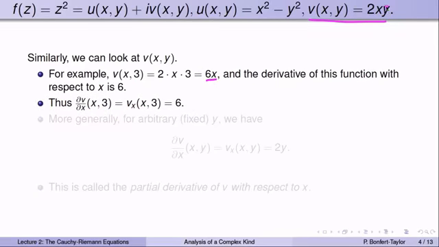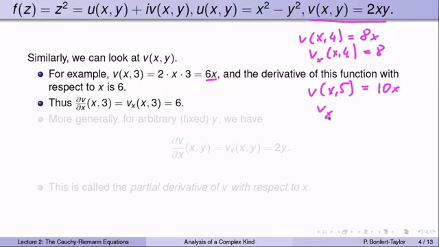More generally, if I have a different value for y, for example, y equals 4, then v of x and 4 would be 2 times x times 4, so that would be 8x. And so the derivative v_x of x and 4 would be 8. If I have yet another value, let's try v of x and 5. V of x and 5 is 10x, so that derivative would be 10. So the derivative seems to depend on y. Even though we're fixing y, the x derivative depends on y.